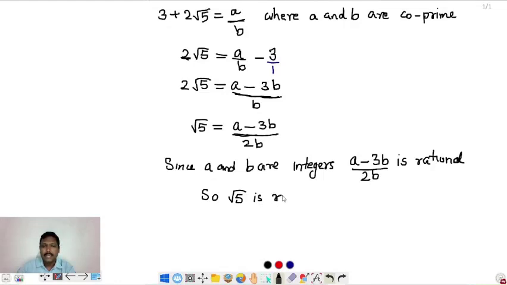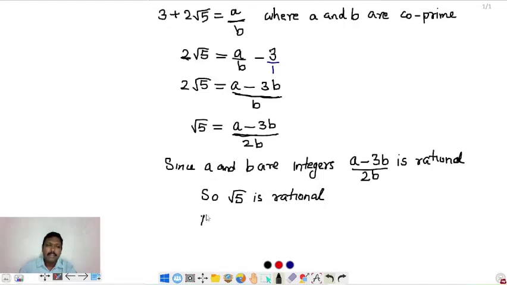So again, we have proved: 3 plus 2 root 5 we have assumed as a by b, where a and b are co-prime, a rational number. Then 2 root 5 will be a by b minus 3. Then cross multiplying, you will get a minus 3b divided by b. So root 5 is equal to a minus 3b divided by 2b. Now since a and b are integers, this a minus 3b divided by 2b will be rational. Therefore root 5 is rational.